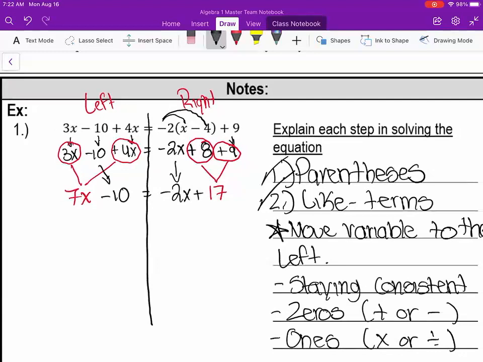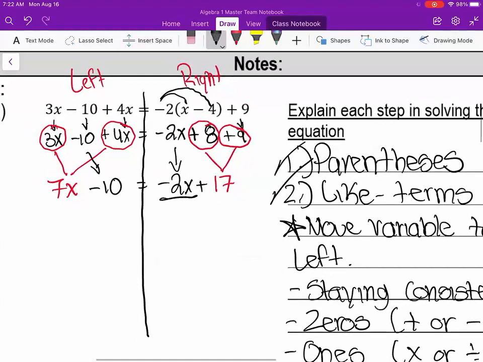Now the extra step is to move the variable to the left side. Notice that I have a -2x on the right side and I have a 7x on the left side. I want all my variables to be on the left side of my equation, so I have to move that -2x. How do I get rid of that -2x? Let's do the opposite. What's the opposite of minus 2x? The opposite of minus 2x would be plus 2x. And whatever I do to one side, I'm going to do to the other. So I'm going to add 2x to both sides.